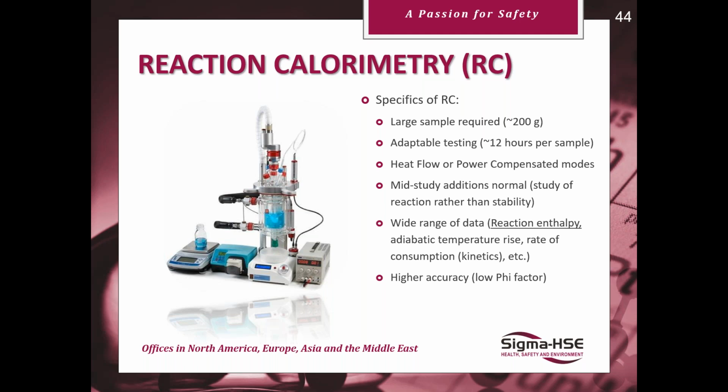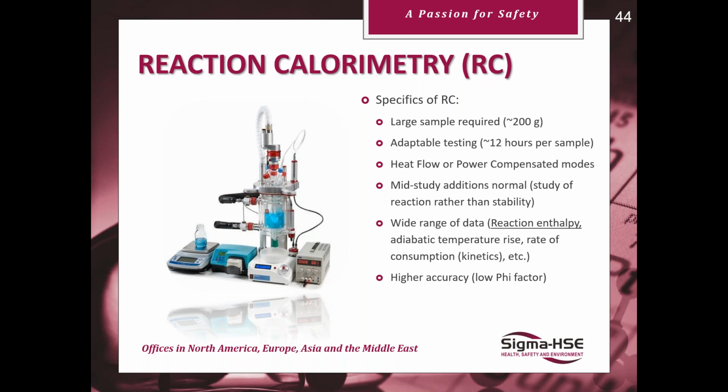And finally, we've got reaction calorimetry, which is kind of the final complement to the CRH lab. So reaction calorimetry, typically a large sample, so in the order of about 200 grams. We need that higher amount to make sure that we've got thermocouples and stirrers fully submersed, so it's all working correctly. Adaptable testing, so they can be sort of 8 hours to greater than 12 hours. It really depends on the reaction under study.